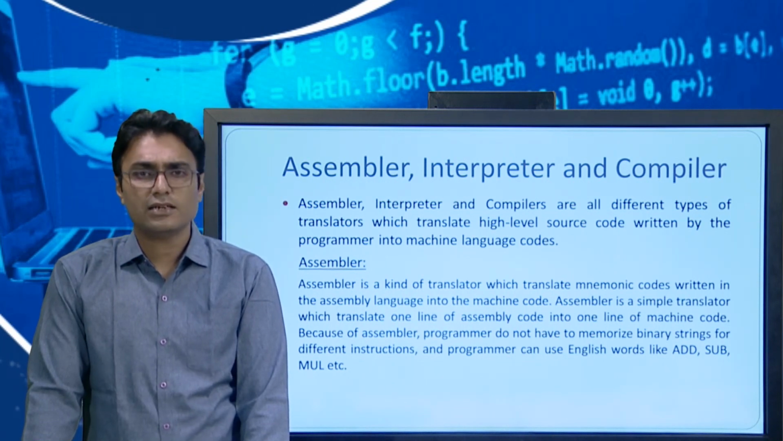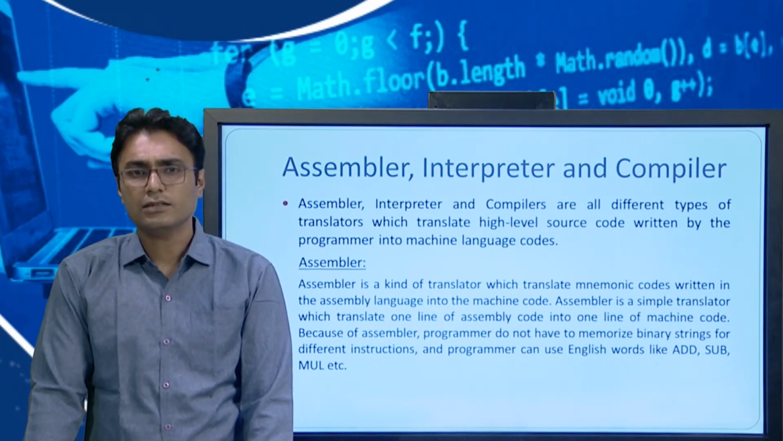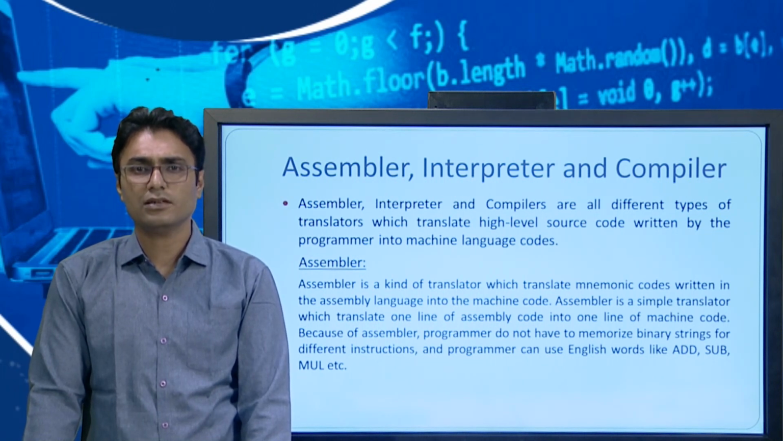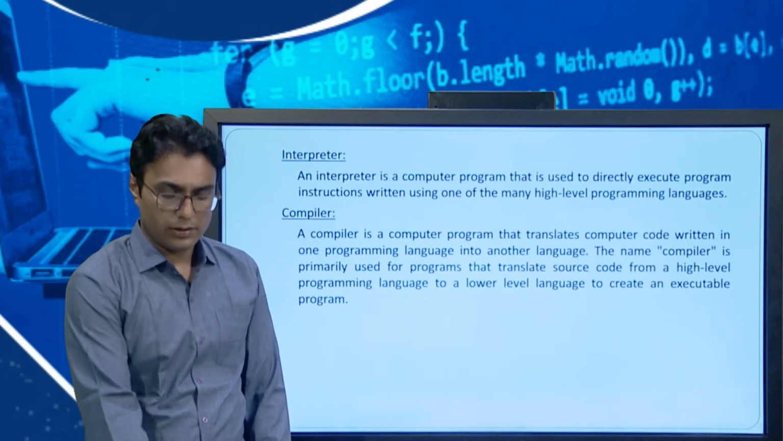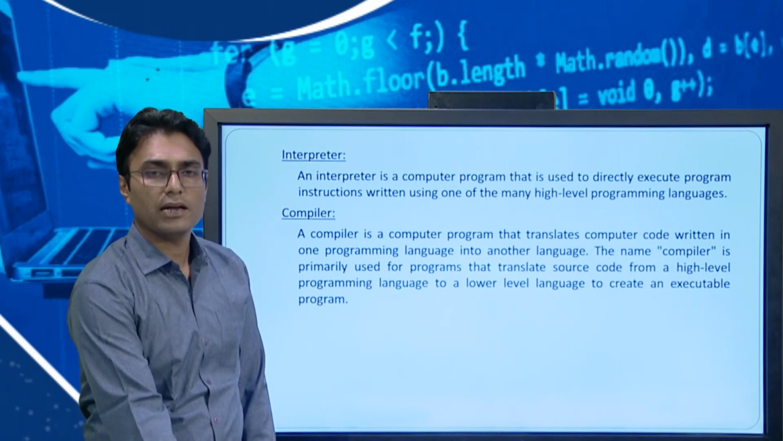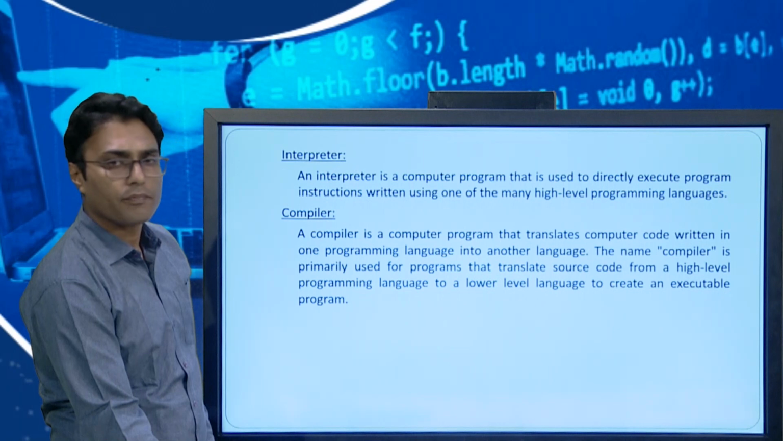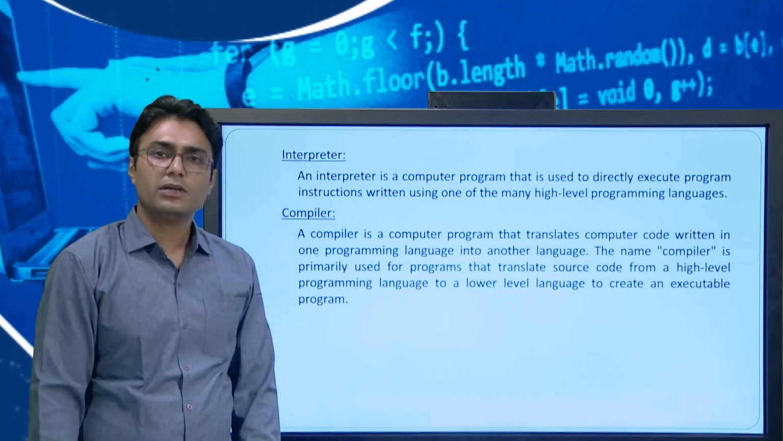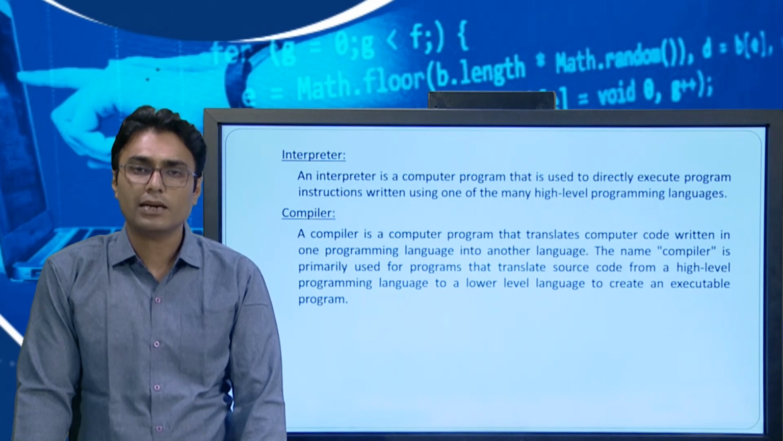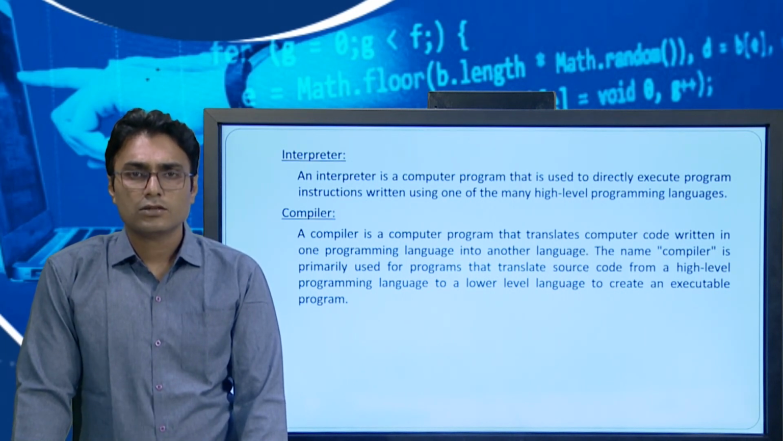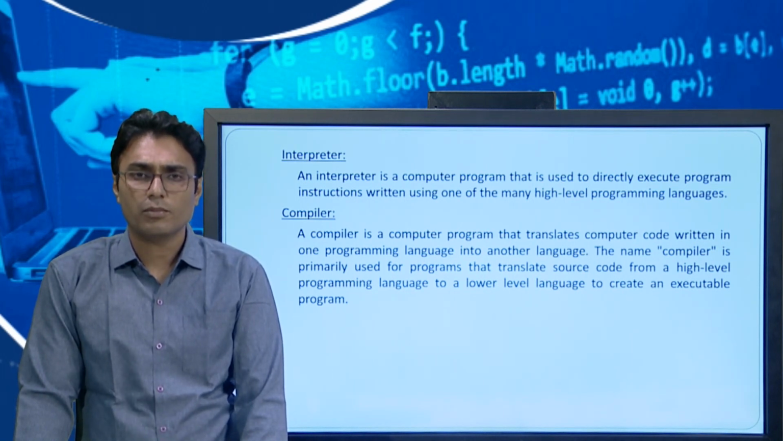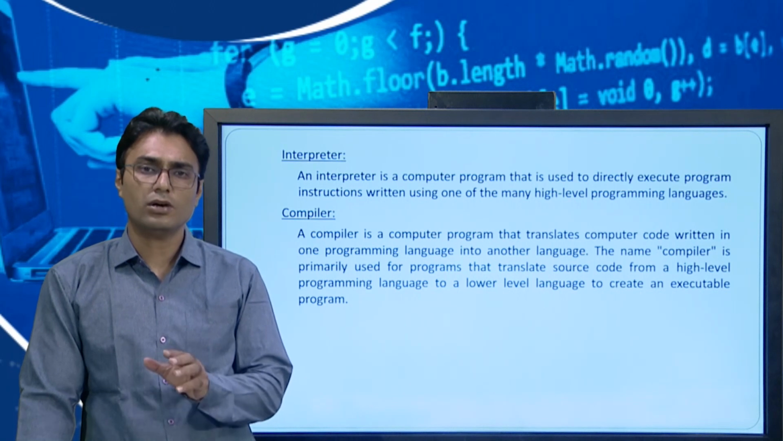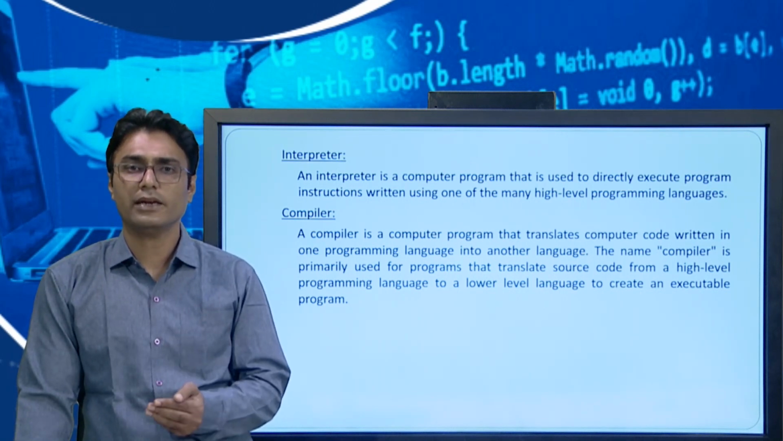Then the next one is the interpreter. An interpreter is a computer program that is used to directly execute program instructions written using one of the many high level programming languages, as you can see on your screen. Then the third one is the compiler. A compiler is a computer program that translates computer code written in one programming language into another language. The name compiler is primarily used for programs that translate source code from a high level programming language to a lower level language to create an executable program.